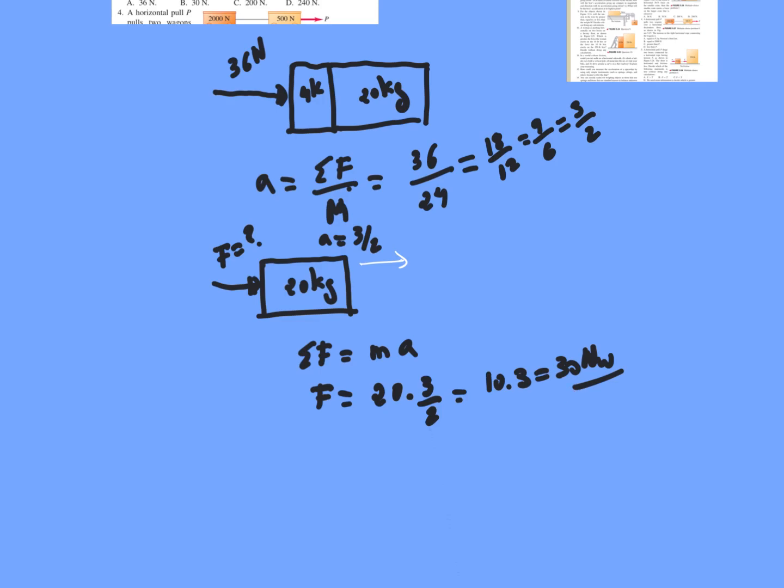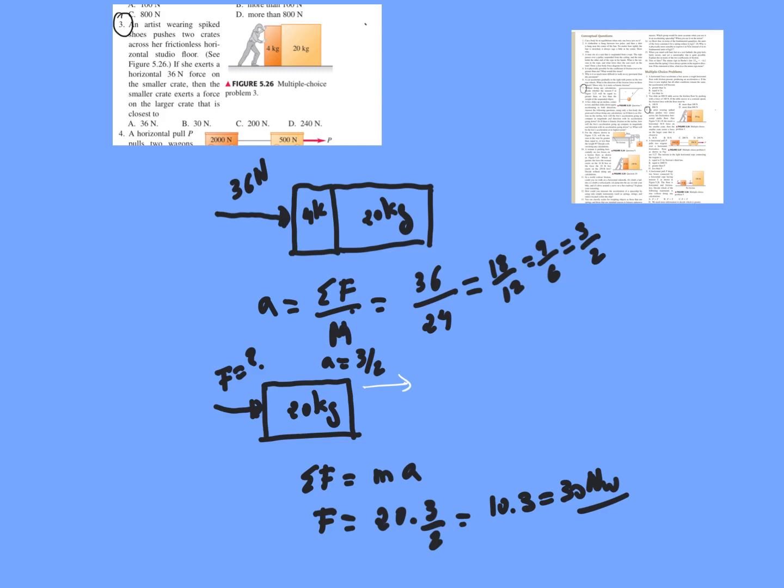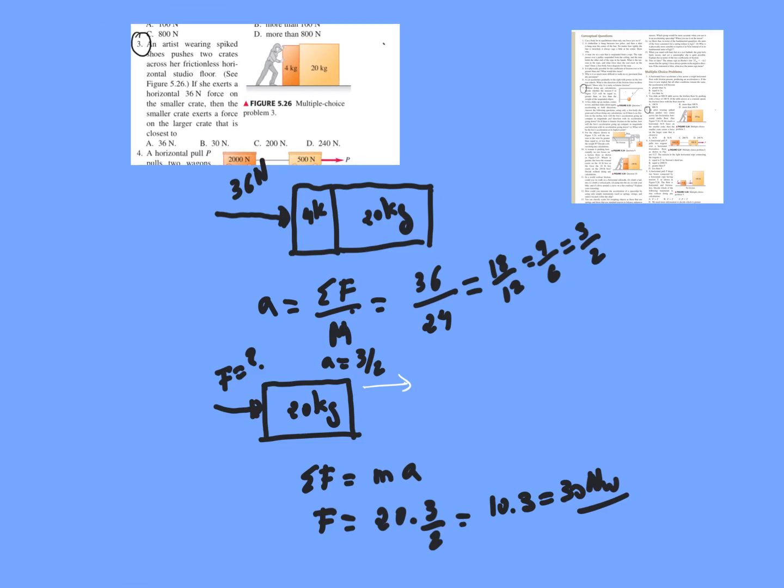So the girl is pulling the 4 kilograms with 36 newtons, but you only need 30 newtons to move the 20 kilograms with an acceleration of 3/2. So the result is 30 newtons. So it is option B. Option B. Okay. Let's go to the next one.